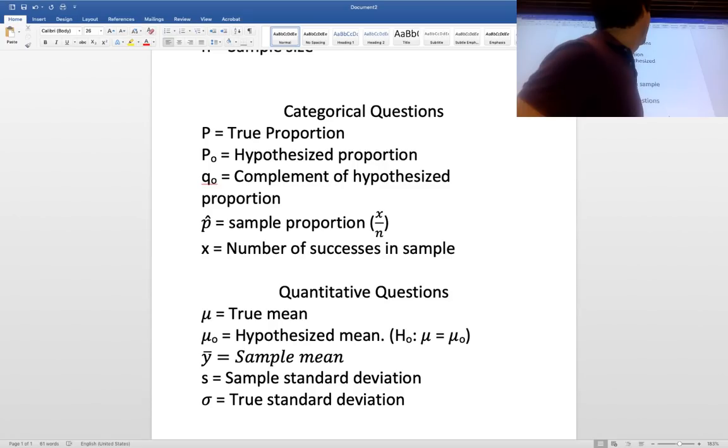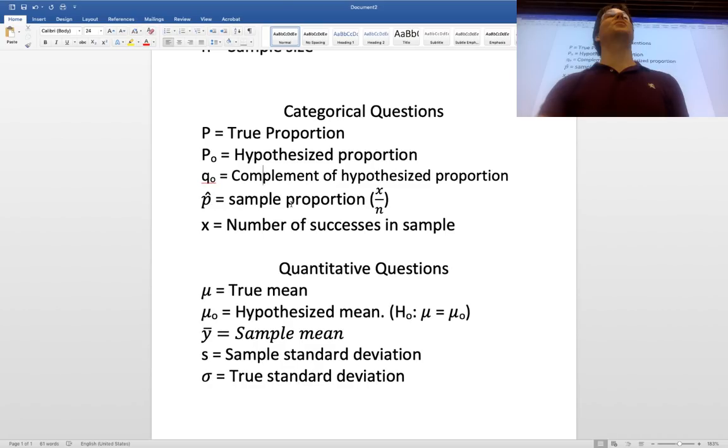Q is the complement of the true proportion. Q hat is the complement of the sample proportion.